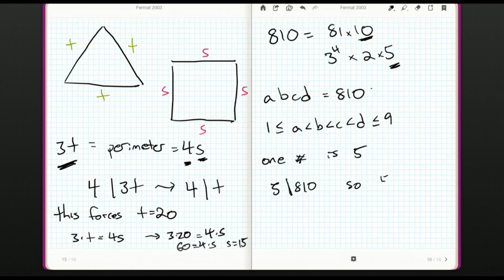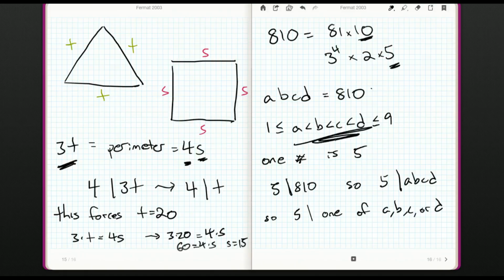So 5 divides A, B, C, D. So because it's prime, 5 has to divide one of A, B, C, or D. It could divide many of them, but then we'd have multiple factors of 5. But we need 5 to divide at least one of them, and there's only one factor of 5 in this range that will work. So one of the numbers has to be 5.